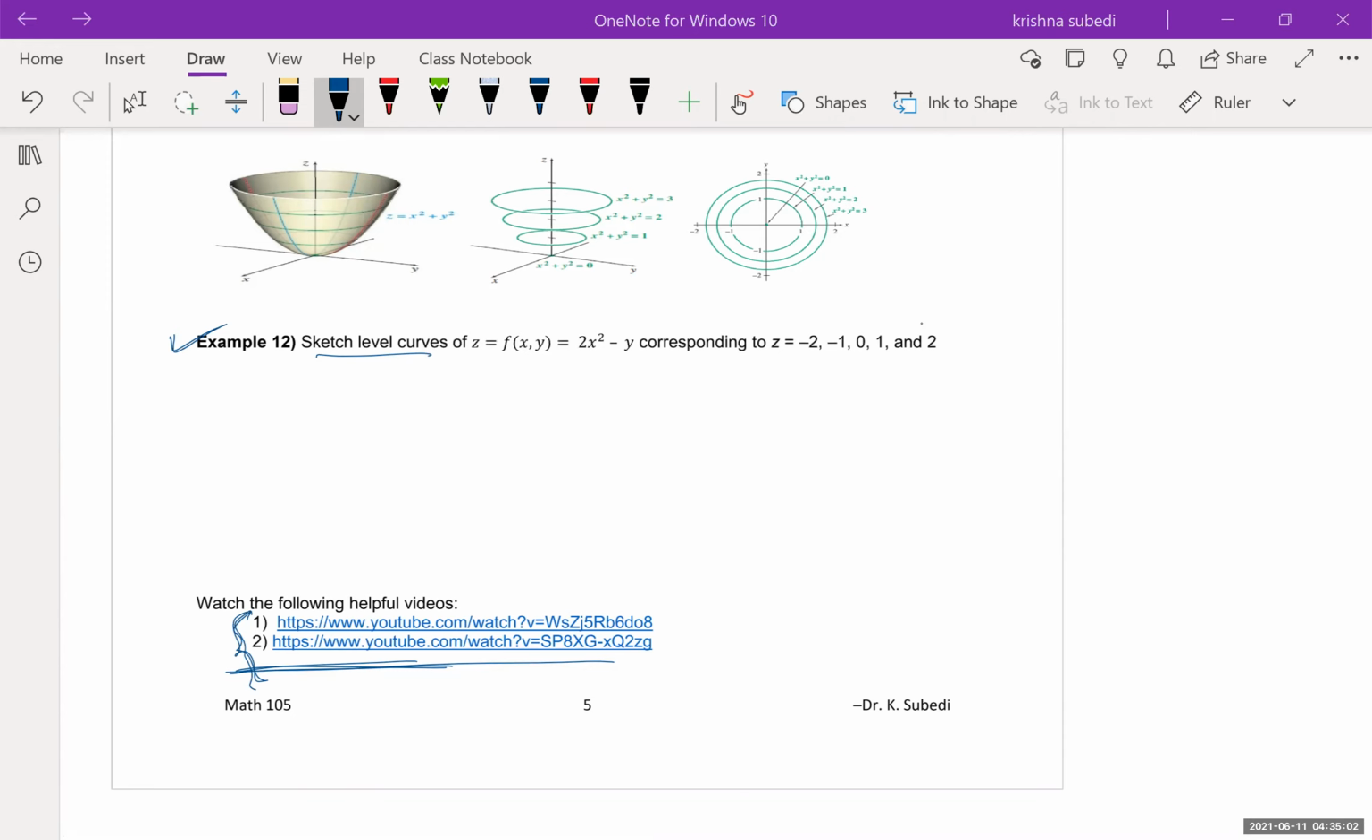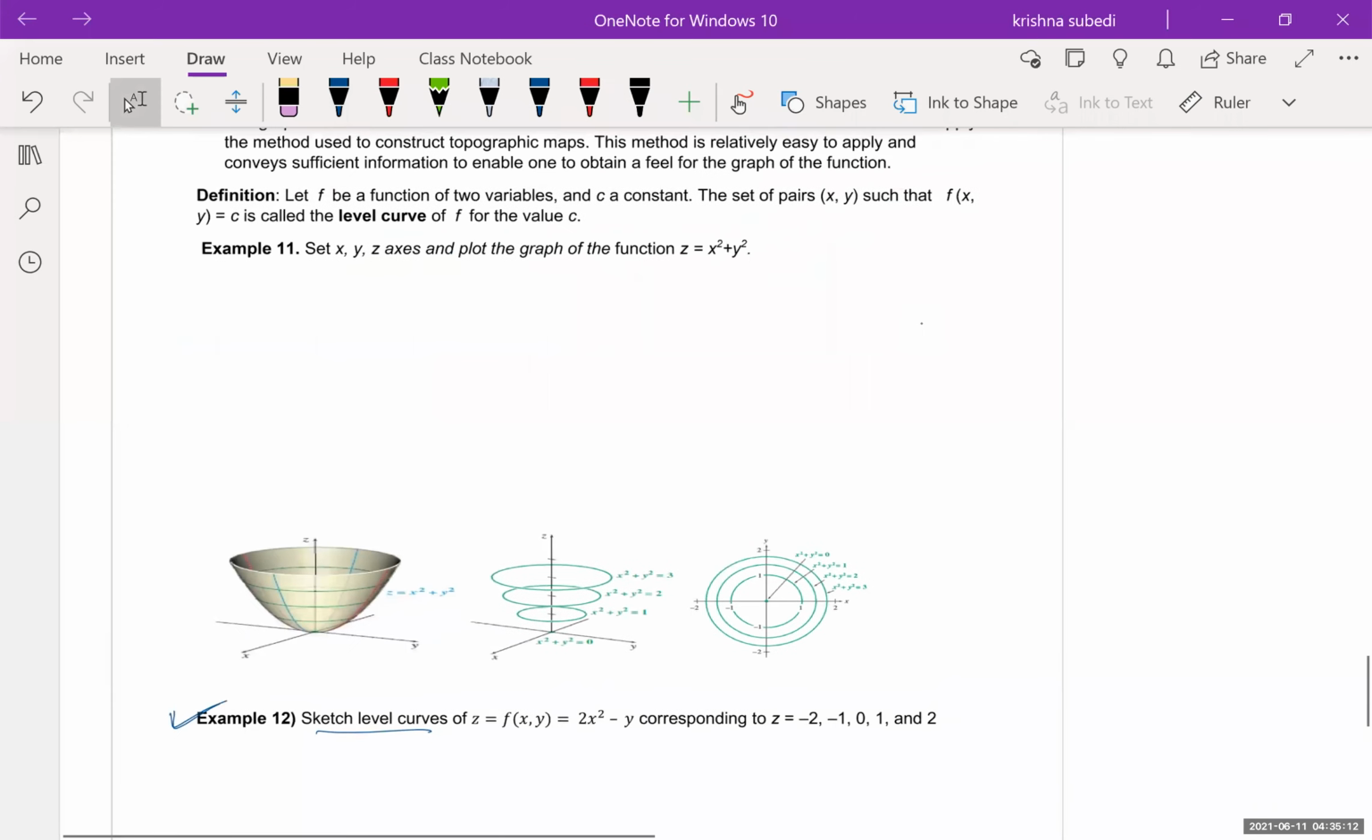And with this basic idea of function of two variables, we're going to start working on the calculus of functions of two or more variables. So we will learn how to find the derivative of a function of two or more variables in our next class.